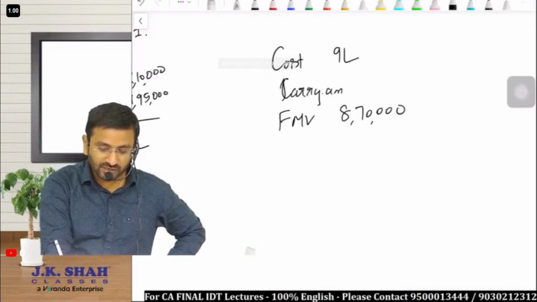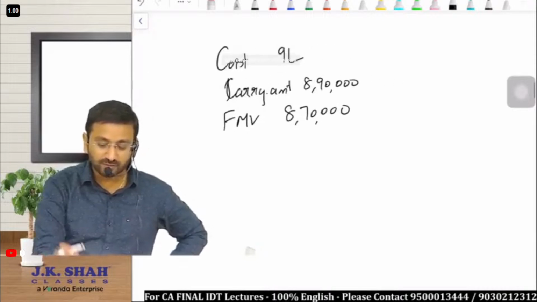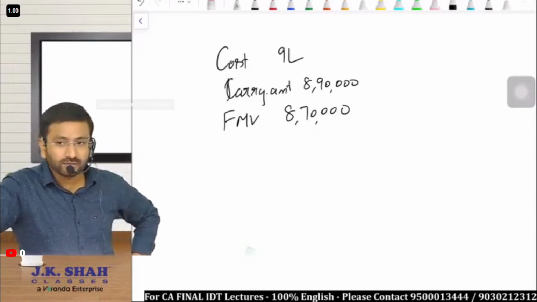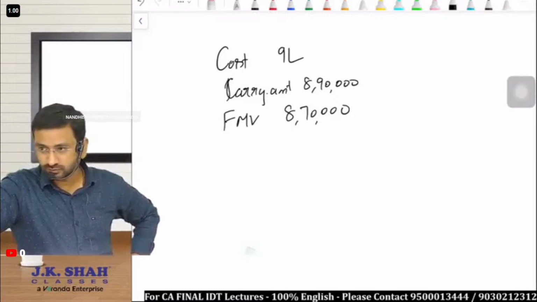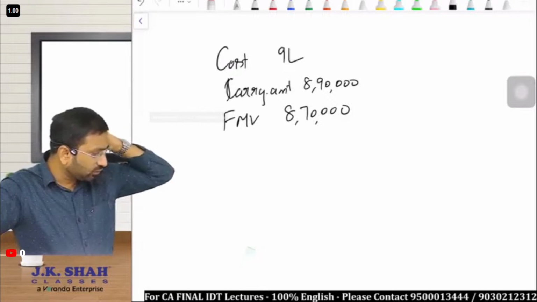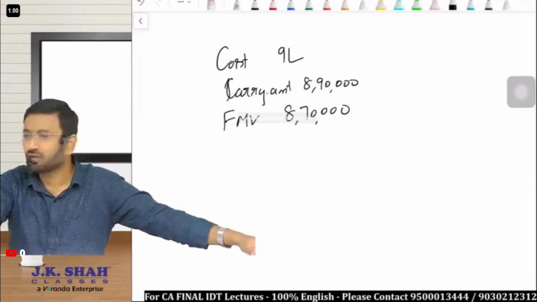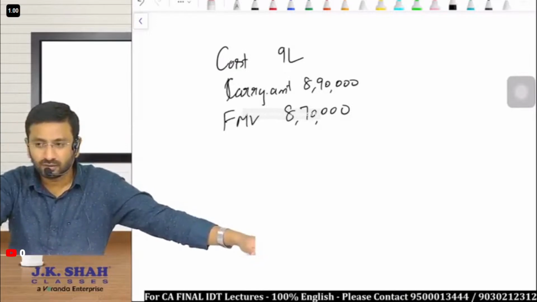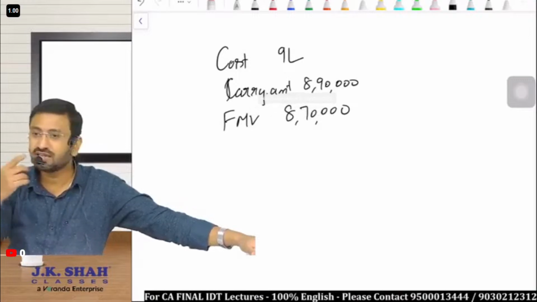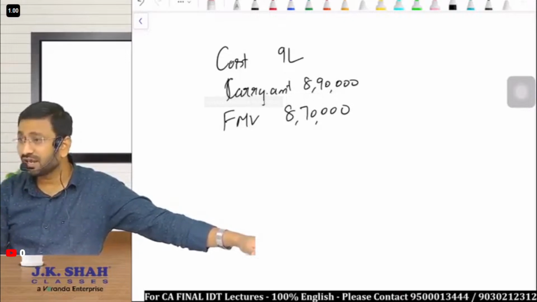The investment is reclassified from current investment to non-current investment. How do you read this? From current to non-current. I should show at cost or fair market value, whichever is lower. So cost is 9 lakh. Fair market value 8,70,000. So I have to show at 8,70,000.